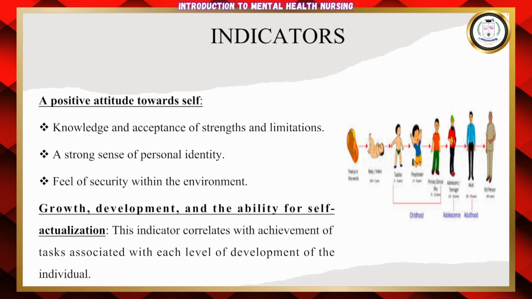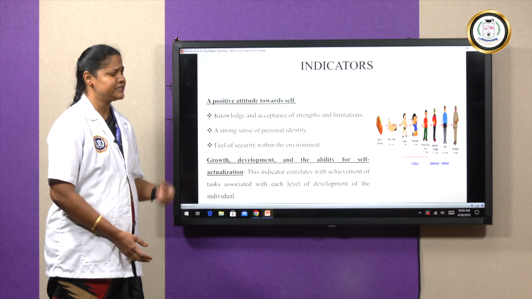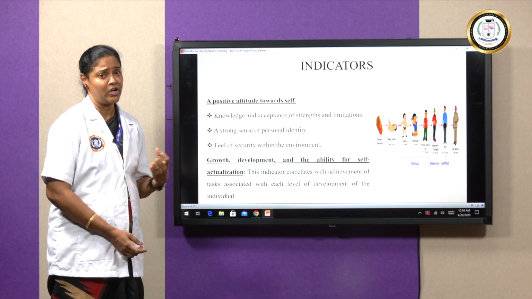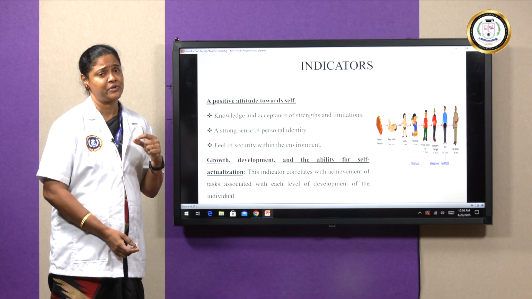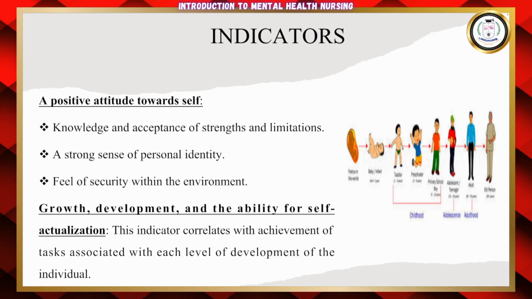Next, I move on to the indicators. Indicators of mental health. The first indicator is a positive attitude towards self. A mentally healthy individual should have knowledge and acceptance of strengths and limitations. First, he has to accept the strengths and he has to find out the limitations. Next, a mentally healthy individual should have a strong sense of personal identity and feel secure within the environment.